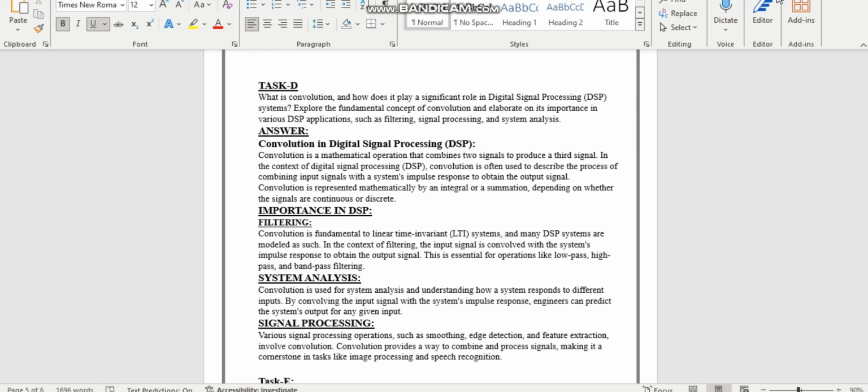Importance in DSP. Filtering. Convolution is fundamental to linear time invariant systems, and many DSP systems are modeled as such. In the context of filtering, the input signal is convolved with the system impulse response to obtain the output signal. This is essential for operations like low pass, high pass, and band pass filtering.